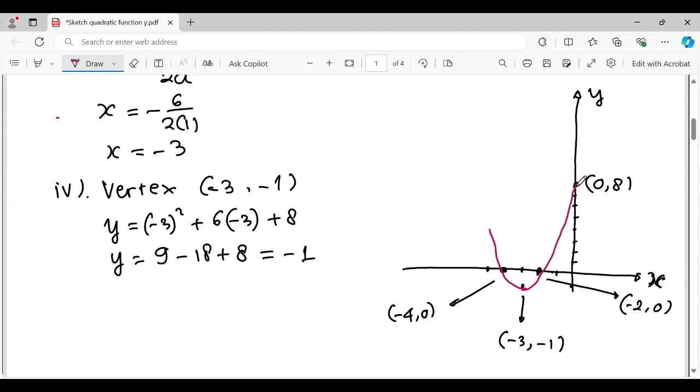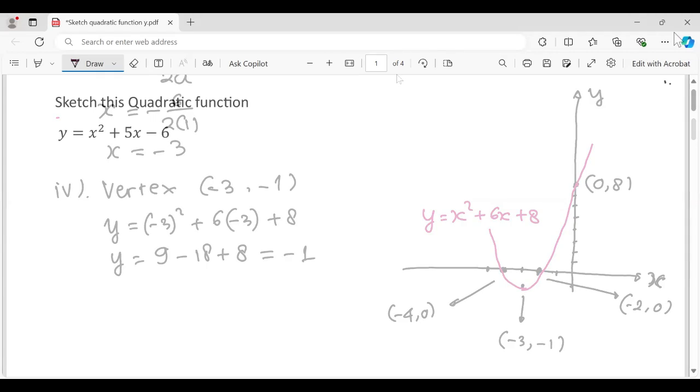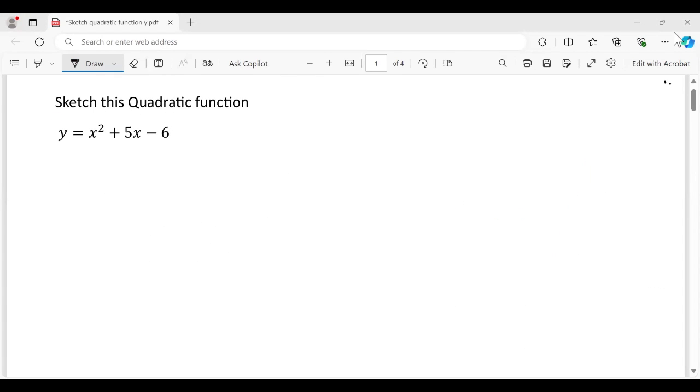Through 0, comma 8. All right. So this is the graph of function x squared plus 6x plus 8. Next, we sketch this function. Y equals x squared plus 5x minus 6.